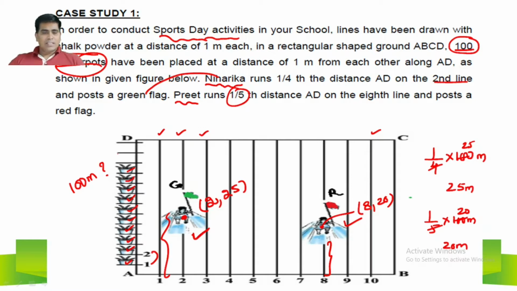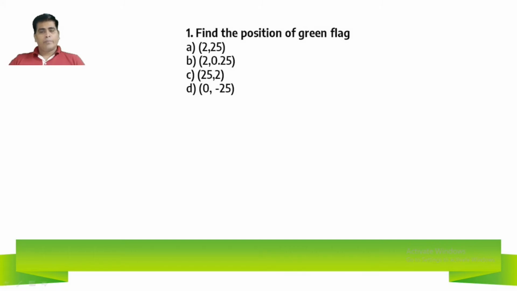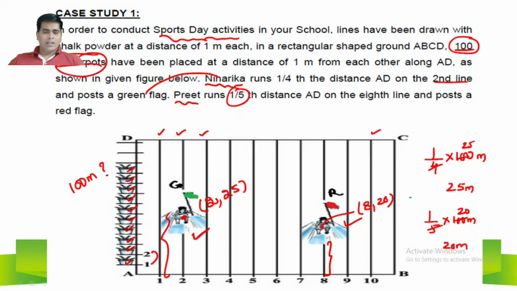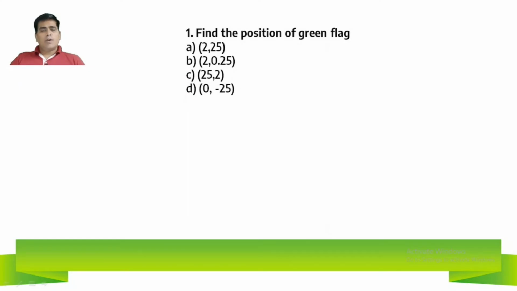So let's see this one. Question number 1. What is the position of the green flag? Already we have done it. What is the position of the green flag? 2 comma 25. So why 2 comma 25? The green flag is Niharika's. Niharika is running in the second line, and she has covered 1/4 of the total distance. So if you simplify, what we are getting is 2 comma 25.